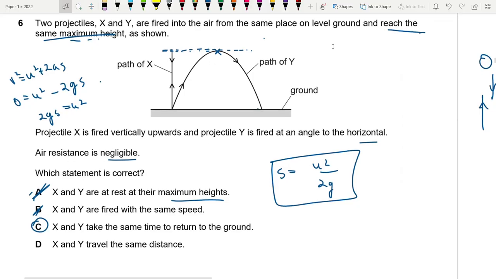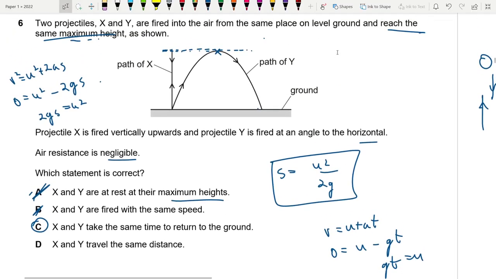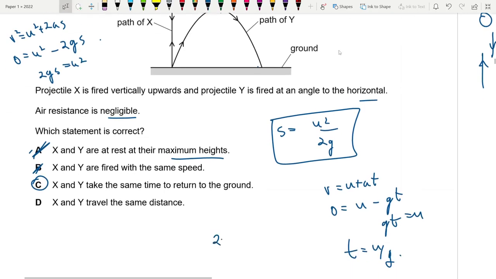Okay, and due to the initial vertical velocity being the same, check this out, v is equal to u plus at. So 0 is equal to u minus gt, or gt is equal to u, or t is equal to u by g. That's the time taken to reach the maximum height, and the time taken to reach the ground will be twice this. Time taken to reach the ground will be twice that value, and it will be the same for both of them. Okay, so their initial vertical velocity is the same, and the time taken to reach the ground is the same, and the time taken to reach the maximum height.